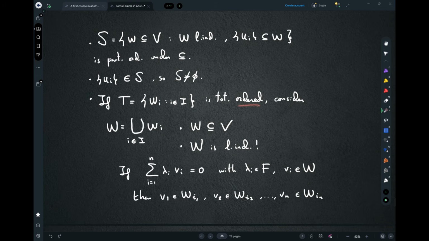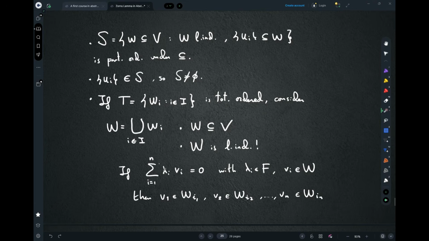And now let's see what happens with totally ordered sets. Suppose I have a totally ordered set of linearly independent sets, then we're going to find an upper bound. I claim that the union of all those linearly independent sets is also a linearly independent set, and it will be an upper bound. First of all, these are all vectors in V. The vectors in W are linearly independent for the following reason.